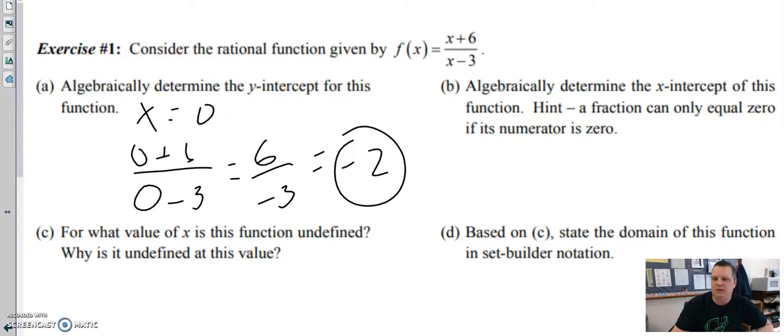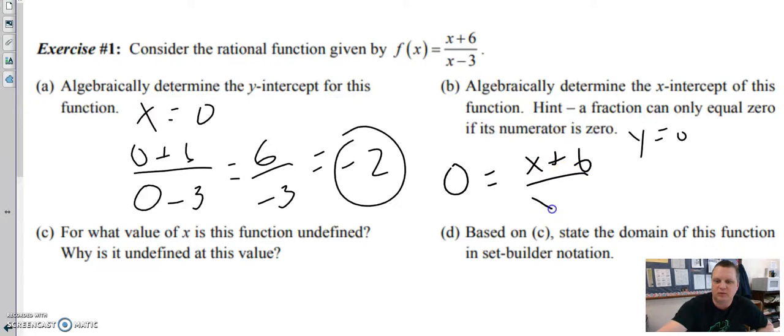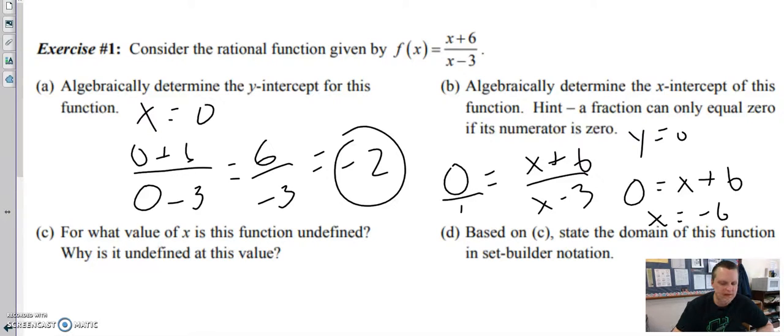Part B, algebraically determine the x-intercepts of this function. So if I have an x-intercept, that means that y equals 0. So I have 0 equals x plus 6 over x minus 3. 0 over 1, cross multiply. 0 equals x plus 6. X equals negative 6. That is your x-intercept of the function.